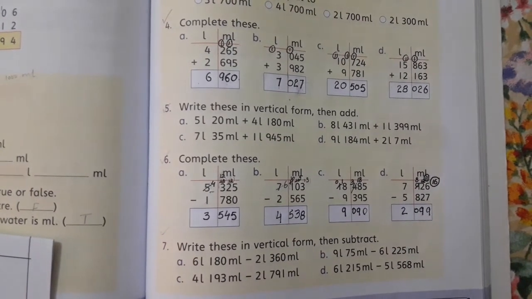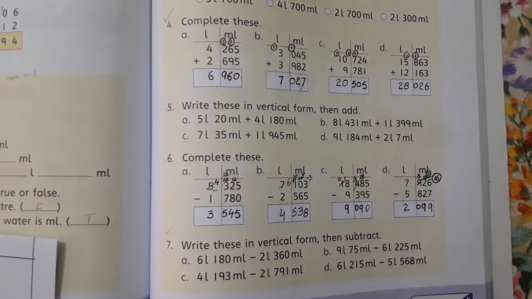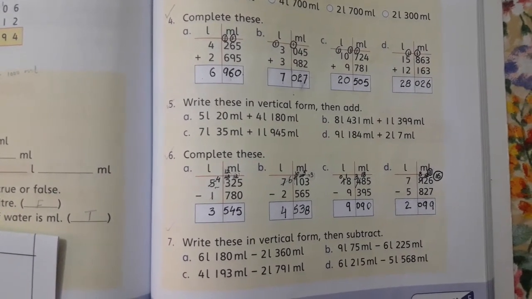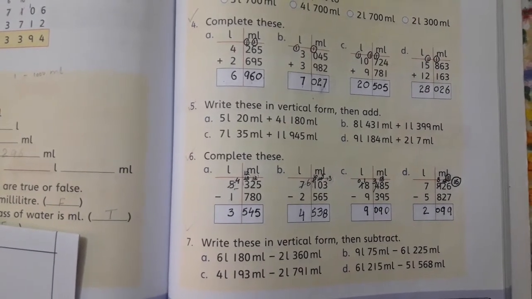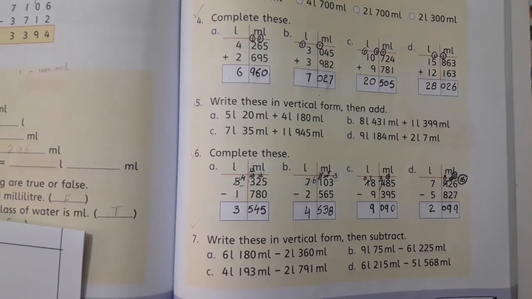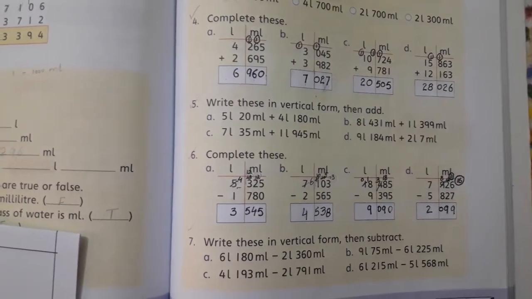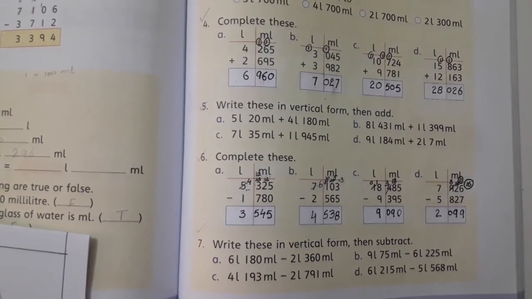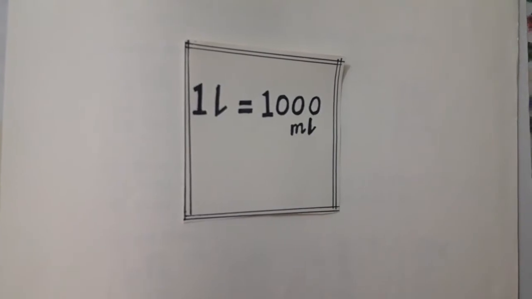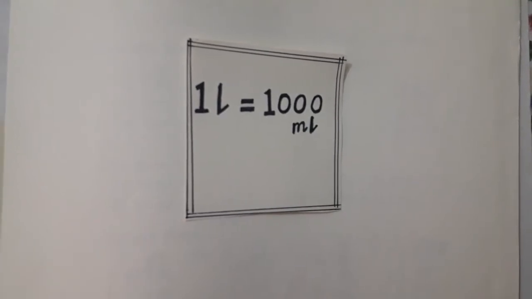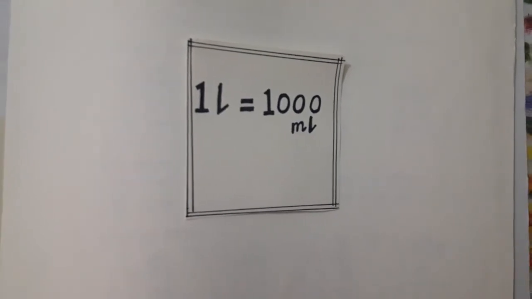Students, as you know, we have already done questions number 4 and 6, and you already know about addition and subtraction in liter and milliliter. I also explained liter and milliliter in my previous lecture, but again I will revise some important points. First of all, you have to remember that 1 liter is equal to 1000 milliliter.